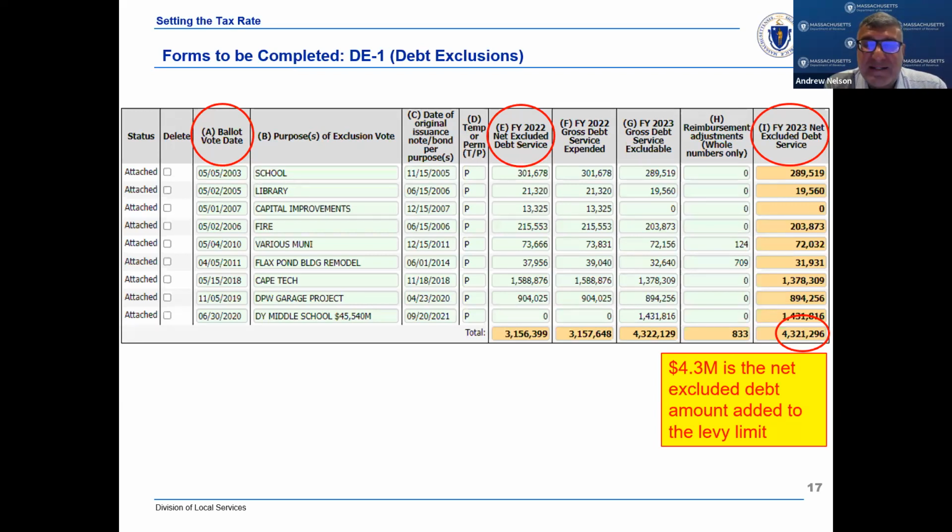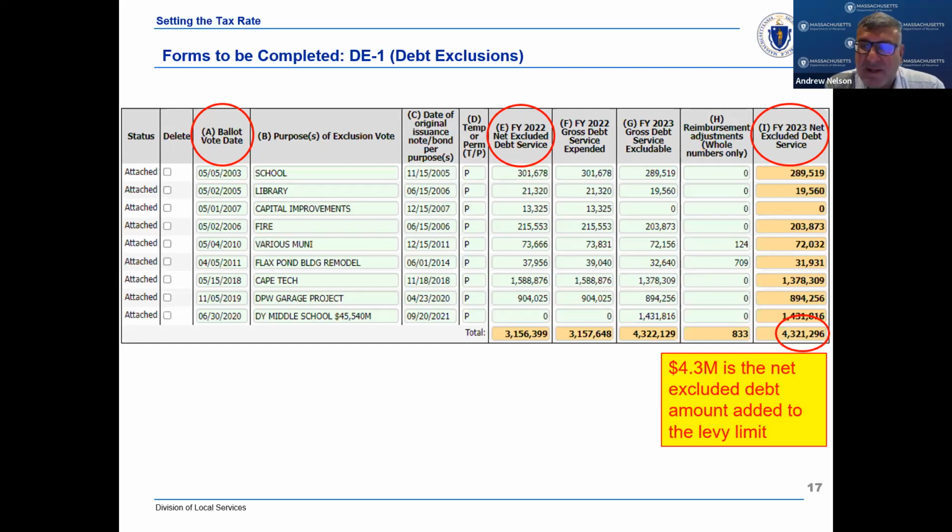In most cases, that number is going to be exact. It's going to be what you expect it to be. If you have a debt schedule on permanent debt, you should know what you're paying. So there shouldn't be any discrepancies here. Column G is what you have to exclude this year. This is what this year's schedule is telling you you owe.